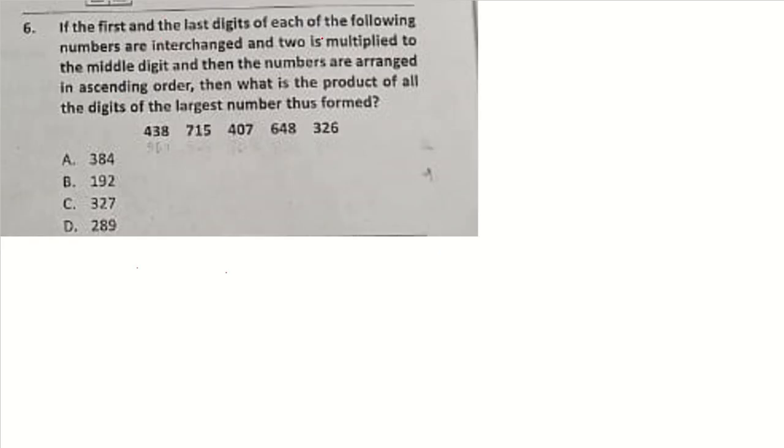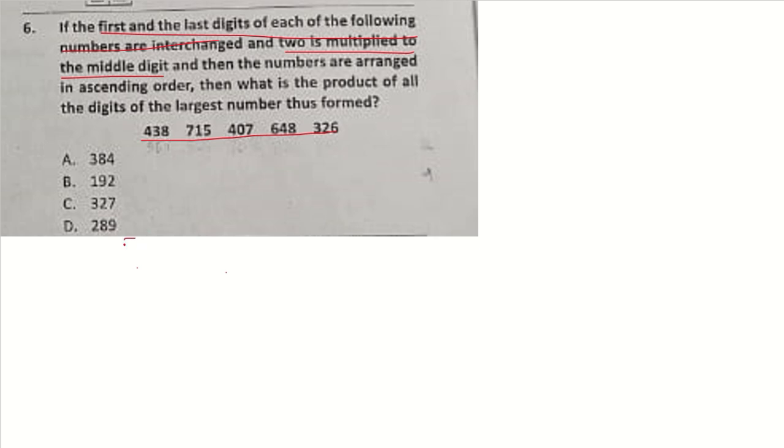If the first and last digits of each of the following numbers are interchanged and 2 is multiplied to the middle digit, and then the numbers are arranged in ascending order, then what is the product of all the digits of the largest number thus formed? So let us convert all these numbers using the following rules. For each of them, the first and last digits are interchanged and 2 is multiplied to the middle digit.